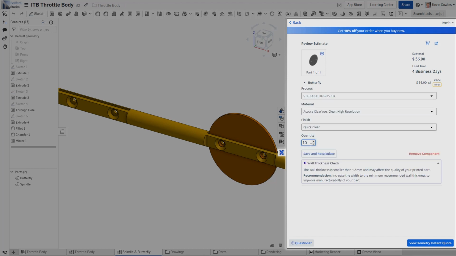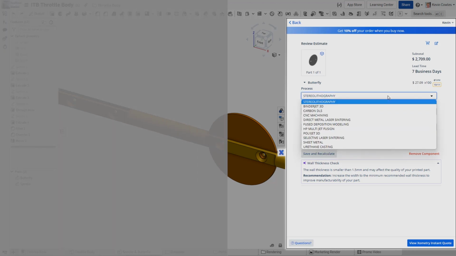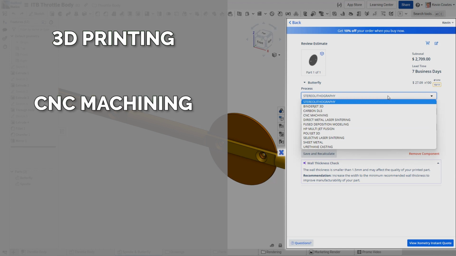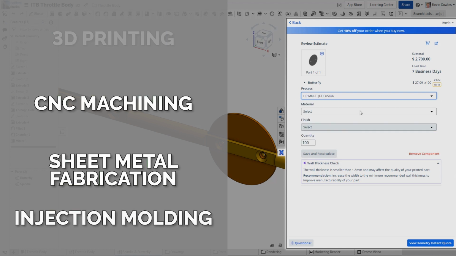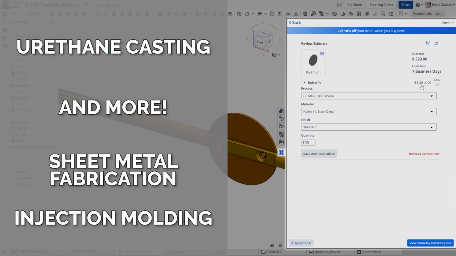This is dependent on the manufacturing process, which Xometry offers plenty of. Remember those 5,000 shops? Each brings their capabilities including additive, subtractive, sheet metal fabrication, injection molding, and more.